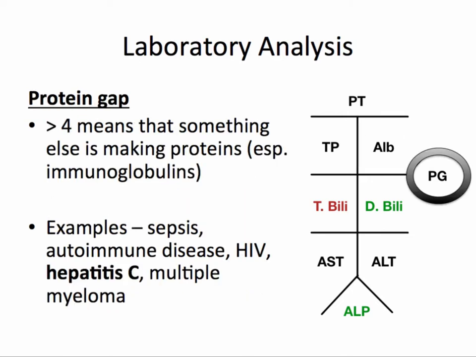A protein gap is calculated by subtracting the albumin from the total protein. A protein gap greater than 4 means that something else is making proteins, especially immunoglobulins. Examples of conditions that increase immunoglobulins include sepsis, autoimmune disease, HIV, multiple myeloma, and most importantly in this situation, hepatitis C.